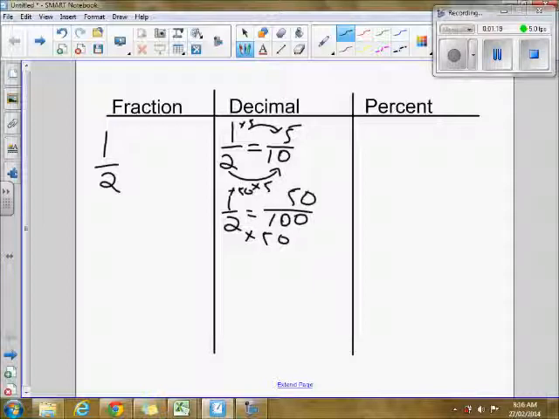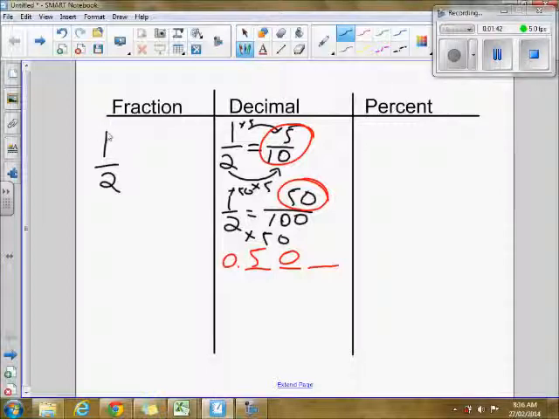What that does, when we talk about tenths, hundredths, thousandths, is that the number here becomes 0.5. If we want to make it out of hundredths, 0.50, and so forth. If we want to make it out of thousandths, it would be 0.500.